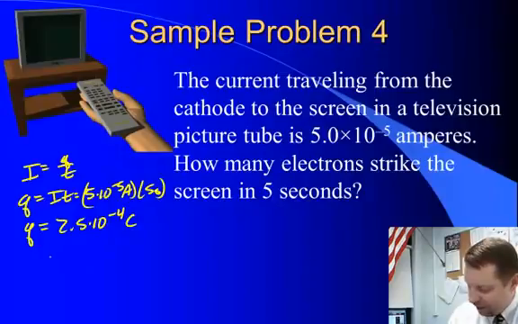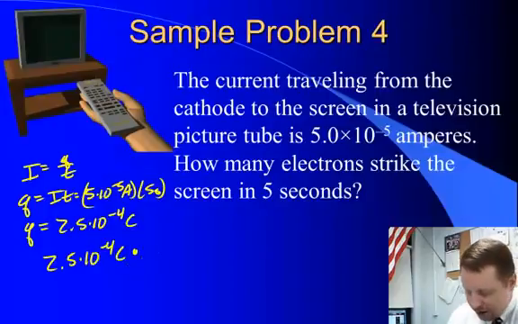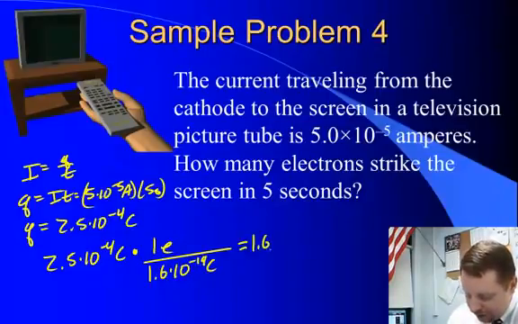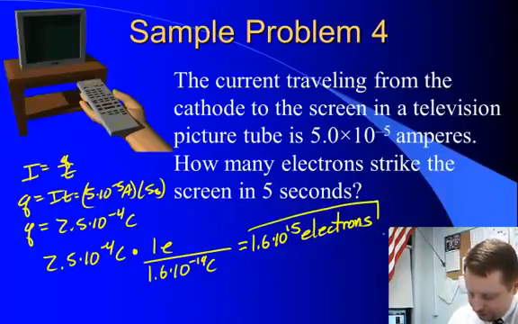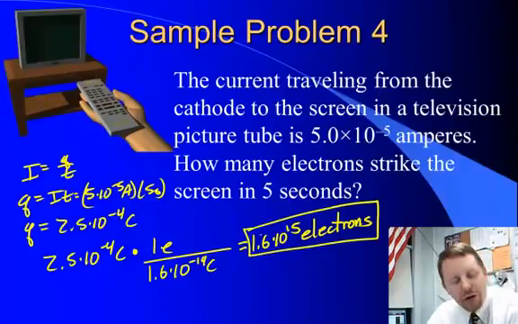Now, if we have 2.5 times 10 to the minus 4 coulombs, and we want to convert that to electrons, 2.5 times 10 to the minus 4 coulombs times 1 electron has a charge of 1.6 times 10 to the minus 19 coulombs, gives us 1.6 times 10 to the 15th electrons. So in this case, we found charge first, then we converted this to elementary charges, the charge on an electron.